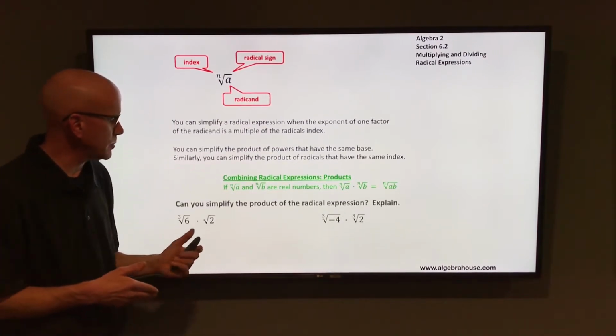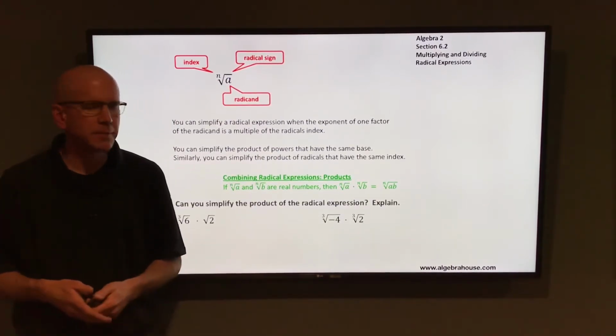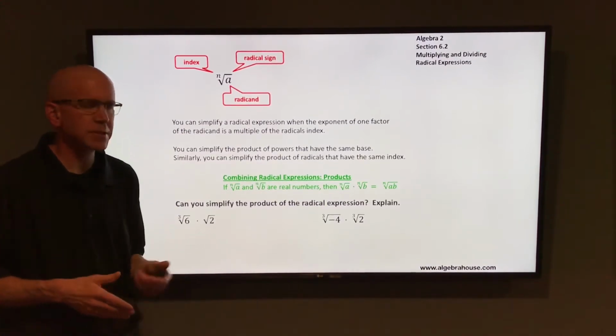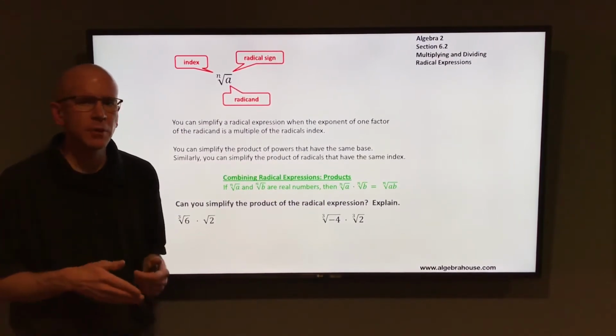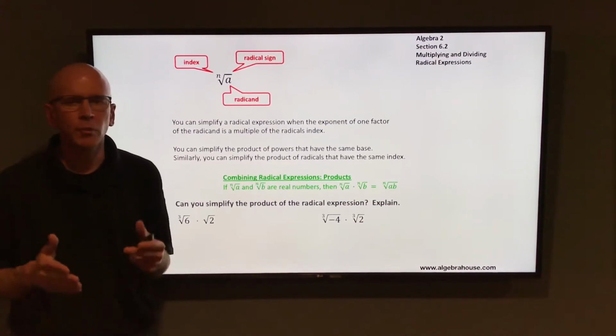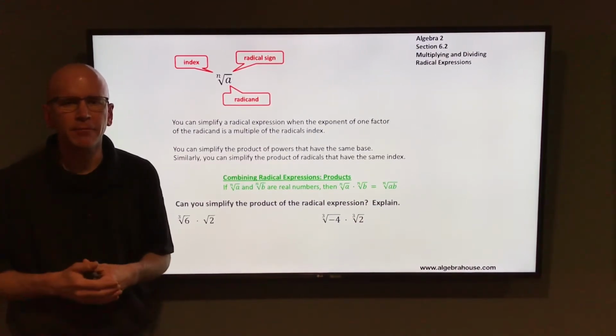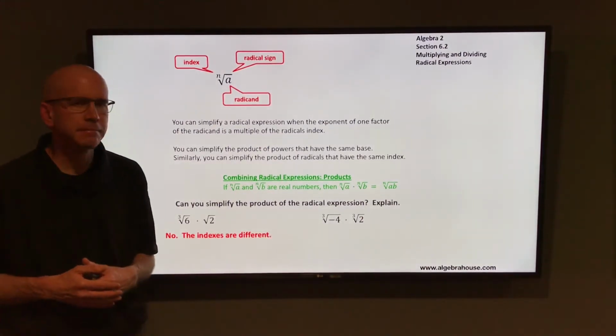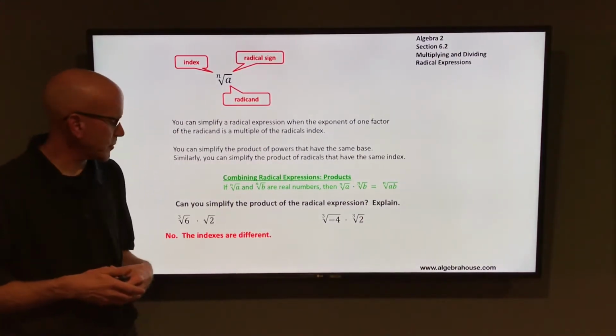So the question is, can you simplify the product of the radical expression? Then explain. So if you have the cube root of 6 times the square root of 2, first notice the roots are different. If the roots are different, or if the index is different, you cannot multiply those. So that cannot be simplified. The roots are not the same.